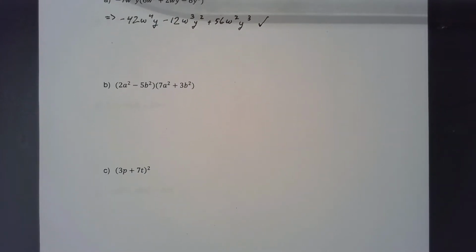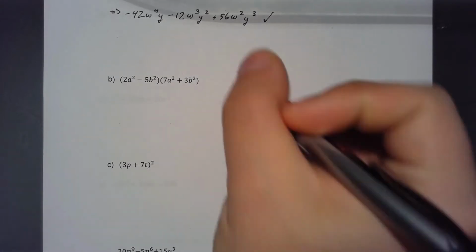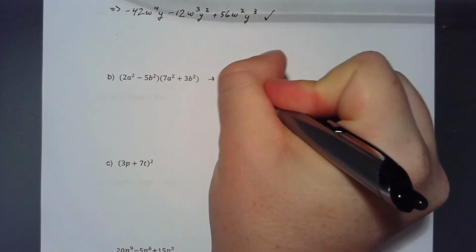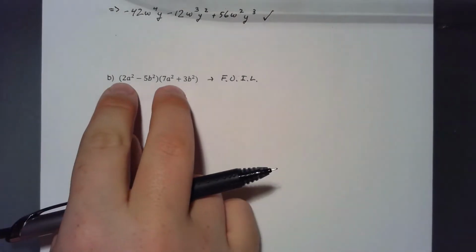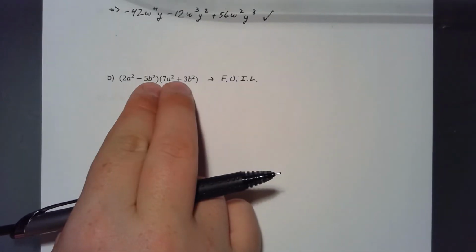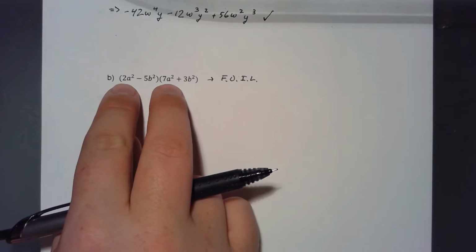Okay, in letter B, I have a binomial times a binomial, so we're going to use FOIL. All right, so the first, outside, inside, last. Okay, so the first terms are 2a squared times 7a squared, which is going to be 14a to the 4th power.